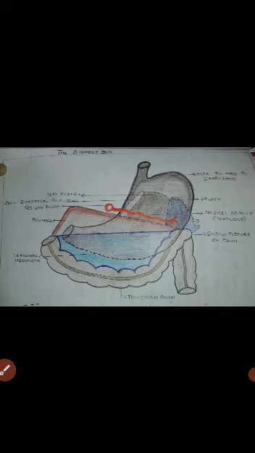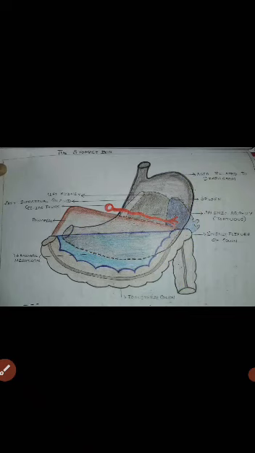So from all these areas, area A, B, C, D, all these lymph nodes finally drain to celiac nodes, celiac lymph nodes. So from the celiac nodes, they pass through intestinal lymph trunk and then they reach the cisterna chyli. So this is about the lymphatic drainage of stomach.